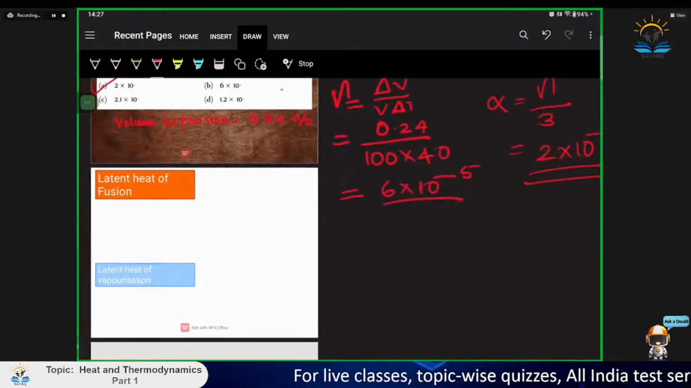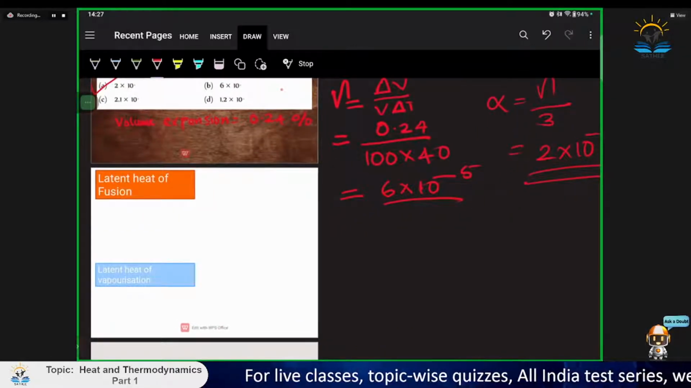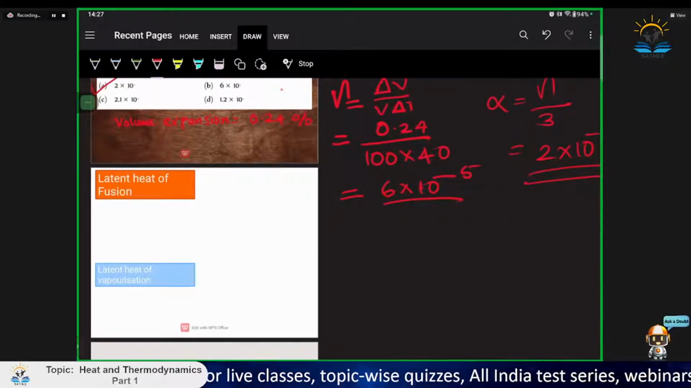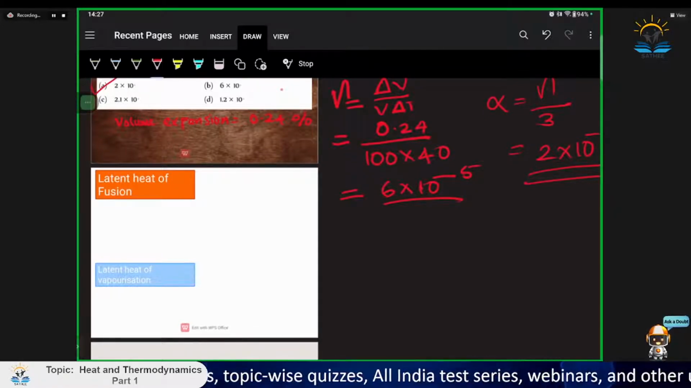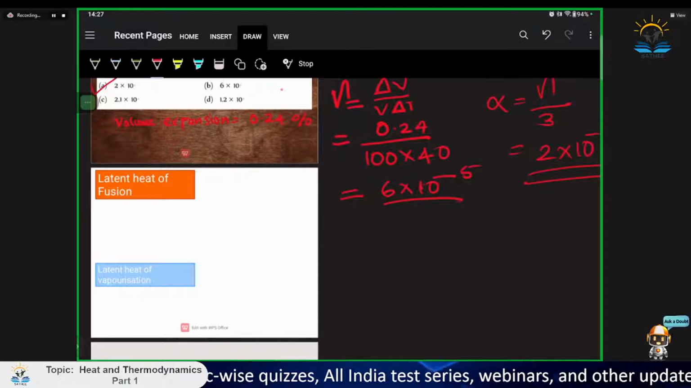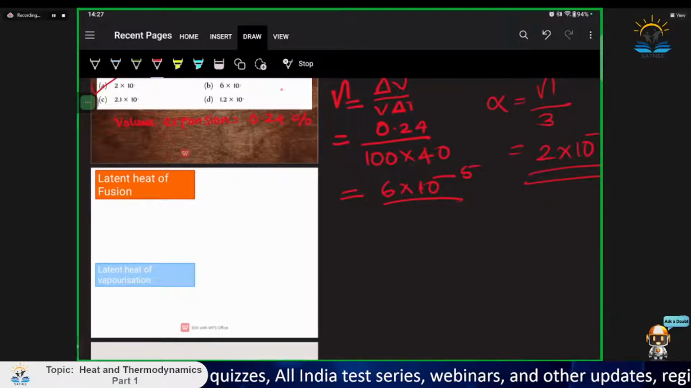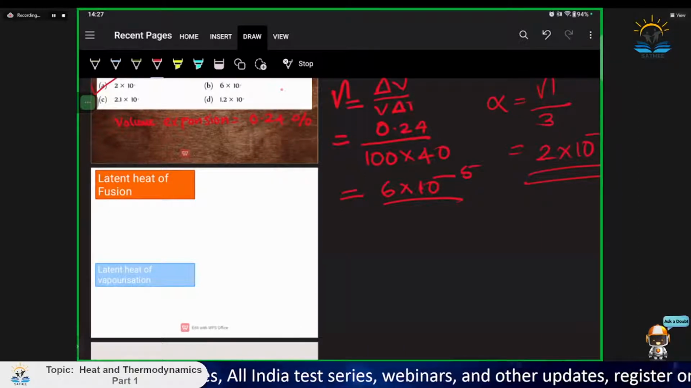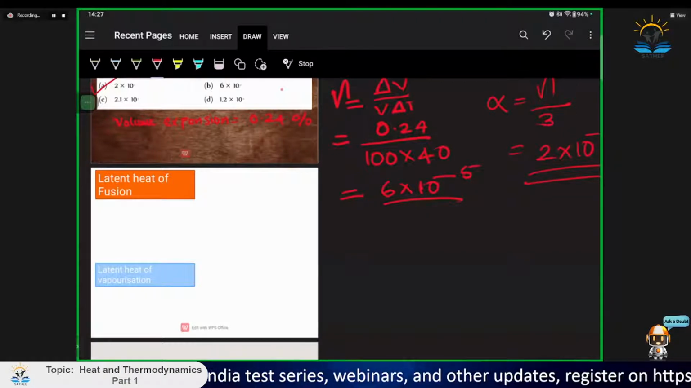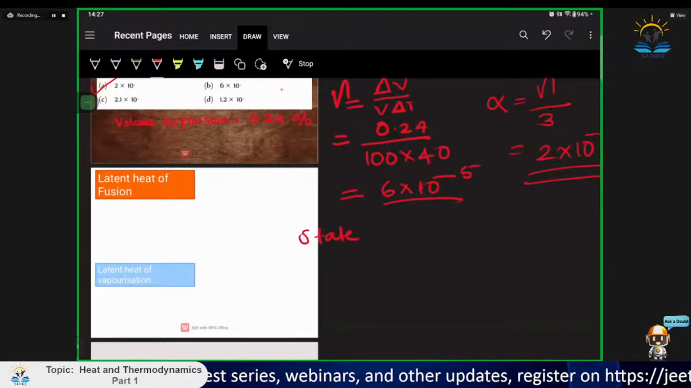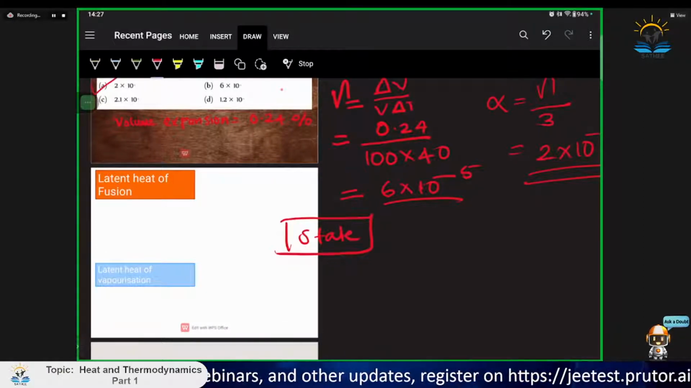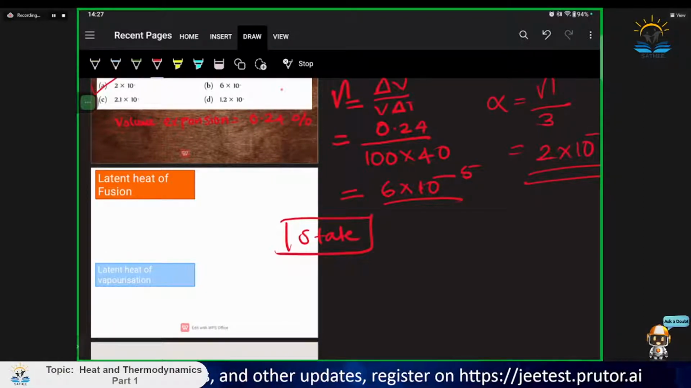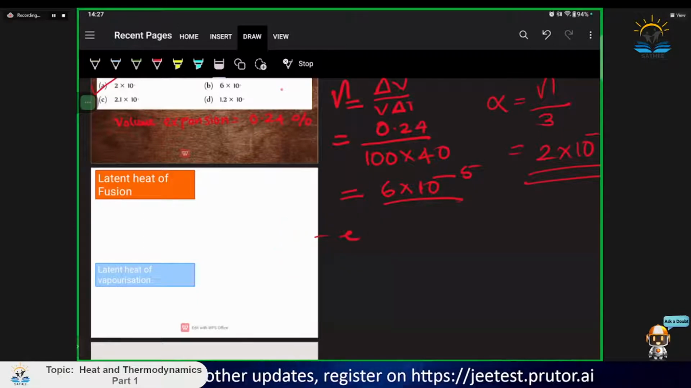So first of all, what is latent heat? Latent heat is the amount of heat required to change the state of the mass of a substance. It is the heat required to change the state, like from liquid to gas or gas to vapor, anyway.